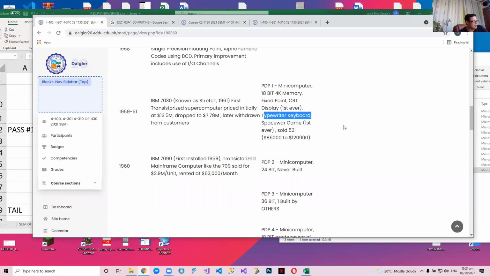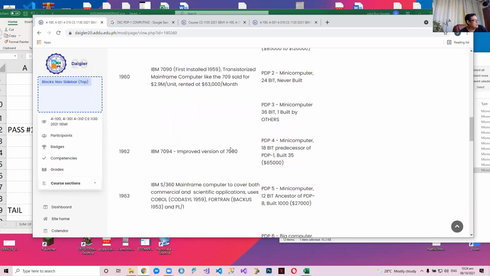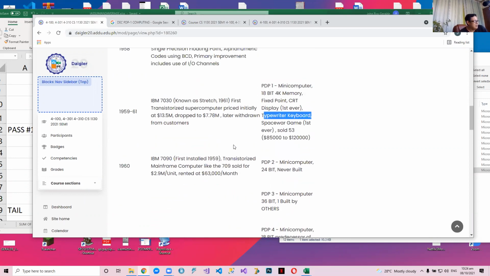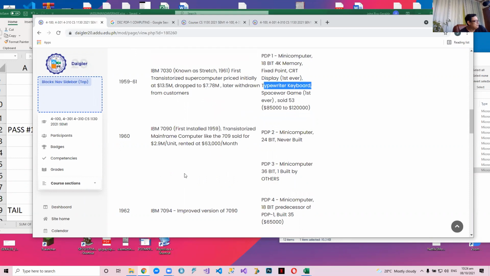So what is the computer which played the first game, and what is the name of the game? It's called the Space War game. There are still a lot of versions which you can download, DOS-based versions of the Space War, later called Space Commander.